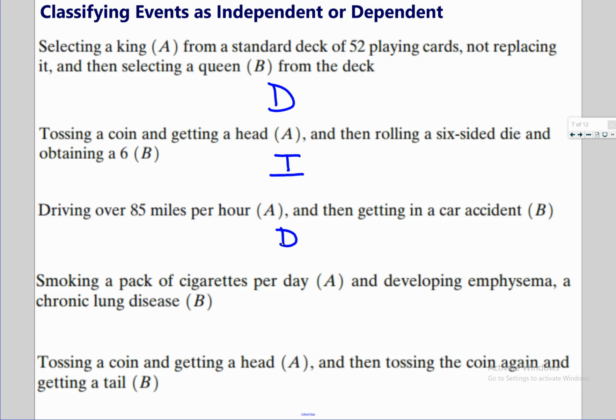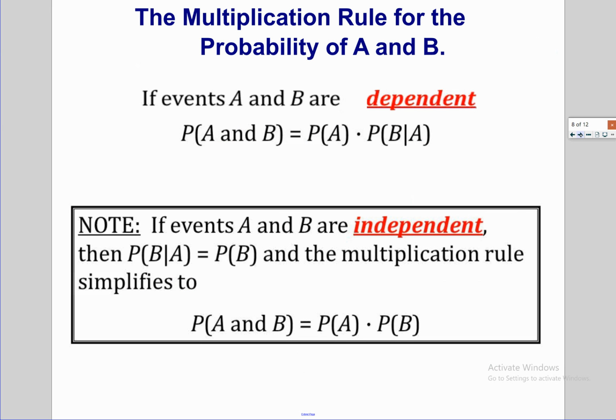Okay, what about smoking a pack of cigarettes and developing emphysema? More than likely dependent. Okay, and then tossing a coin and getting a head, and then tossing a coin again and getting a tail. Independent events. Good. Questions? Great.